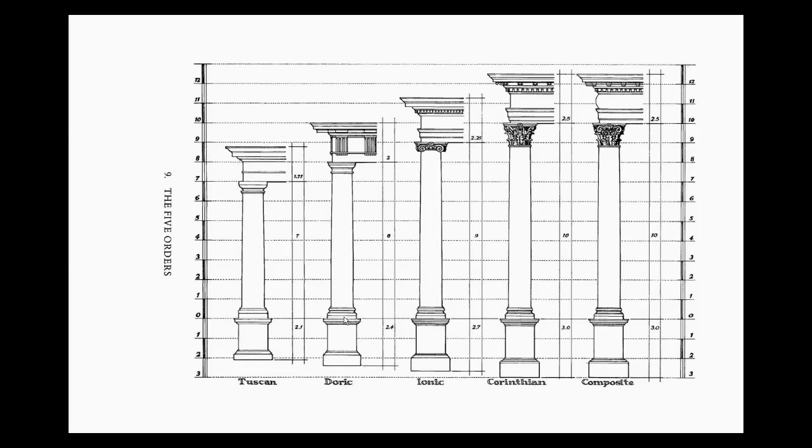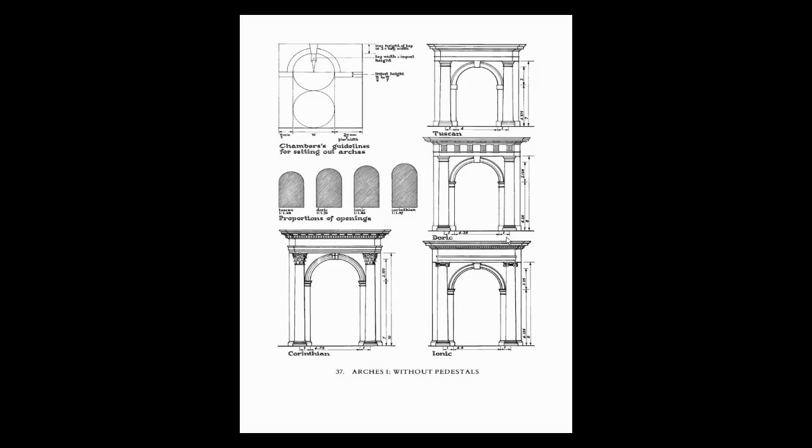And then the entablature on top is usually on average about 1/4 of the column height. So the Ionic one has a lower diameter of 1 here, a height of 9, so 1 to 9, and then 2.25 is 1/4 on top. And these columns are the basic system for all classical buildings, right?